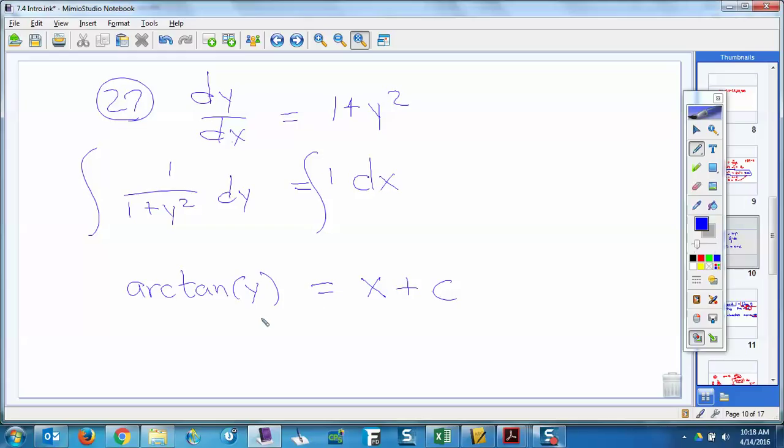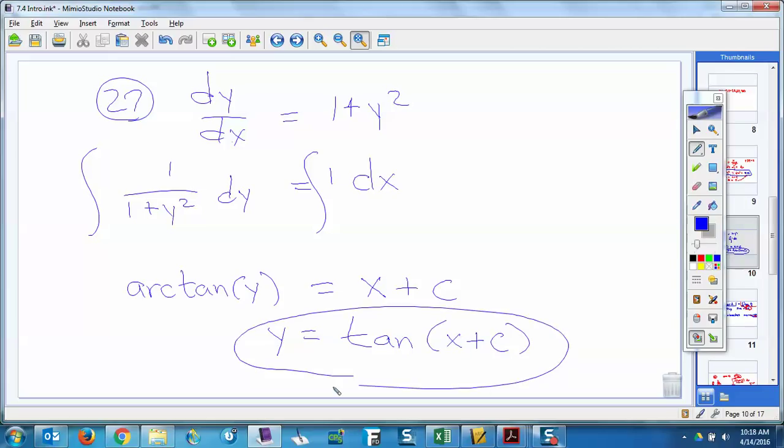Right? Tangent and arctangent are inverses of one another. So if this was tangent y equals x plus c, then you would do the arctangent of both sides. You'd have arctangent x plus c. Now, I don't think there was an initial condition on this one, was there? So you didn't have to worry about that. But so we would do the tangent of both sides. So this would be tangent x plus c. Okay? And that would be your final answer.